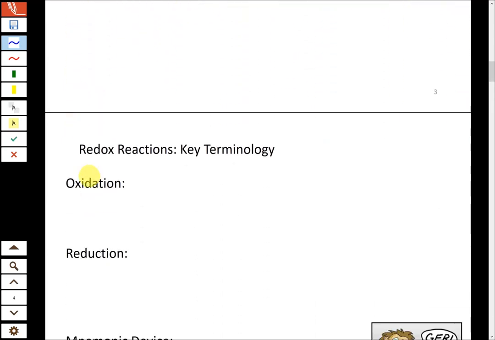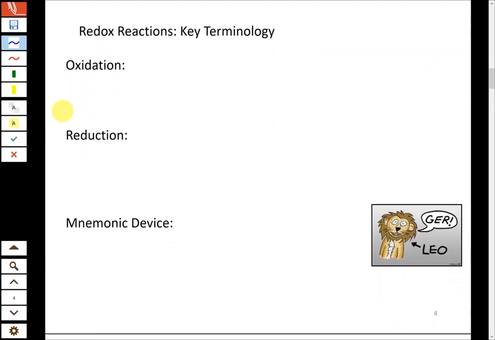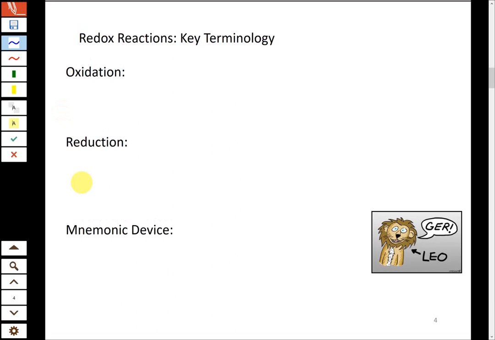But what we're going to talk about today is another category of aqueous chemical reactions called redox reactions. Now, the reason they're called redox is because they combine reduction and oxidation. So oxidation is when something loses electrons. Reduction is when something gains electrons. And when those two things happen together in a chemical reaction, they always come together.